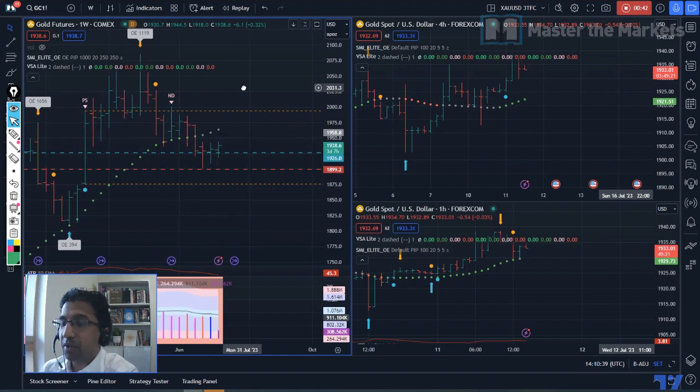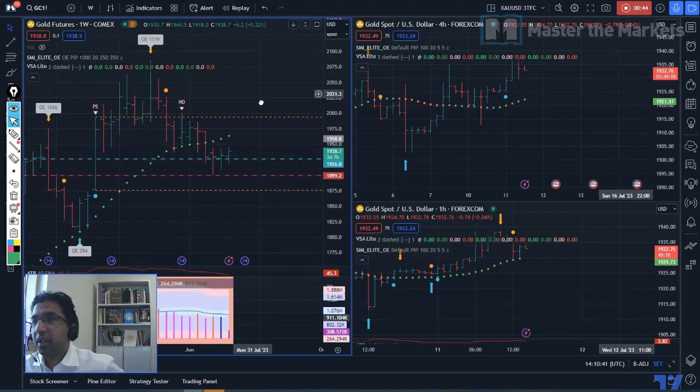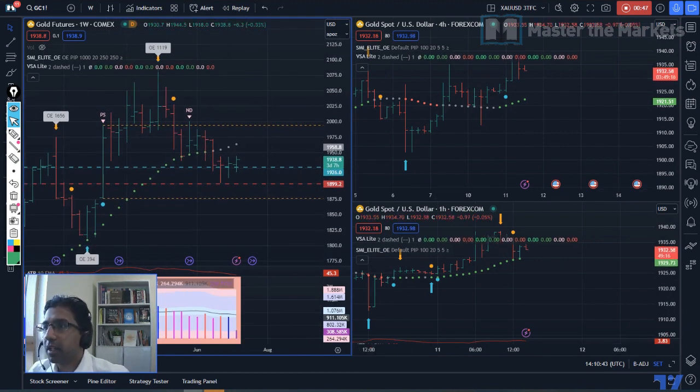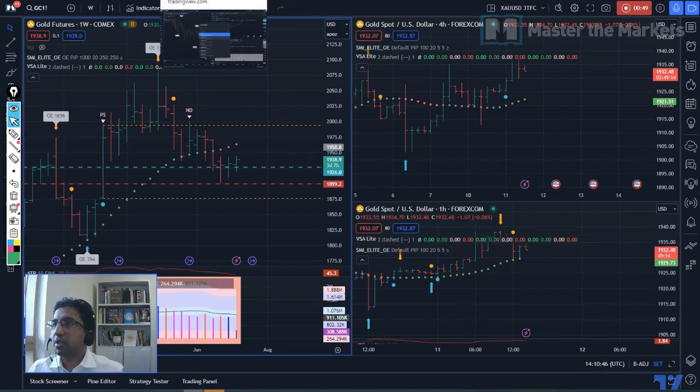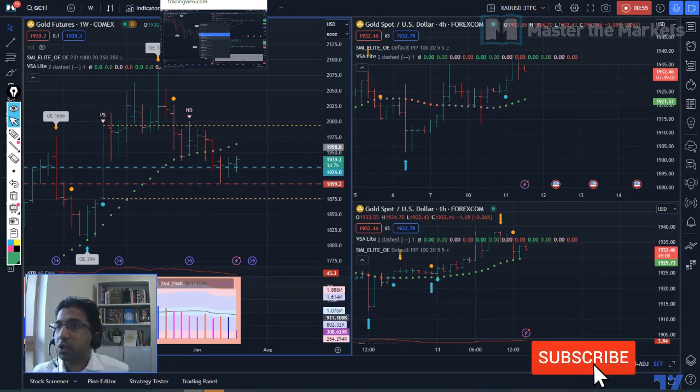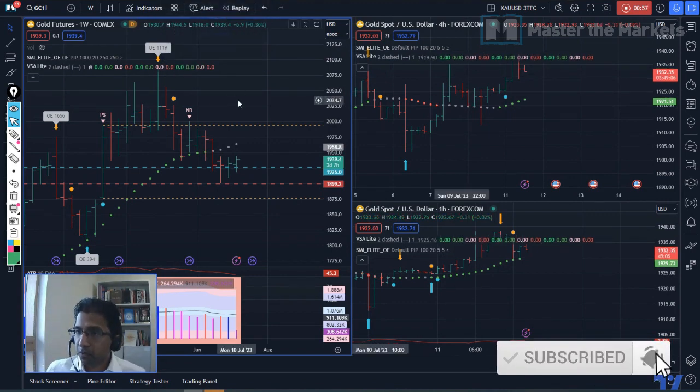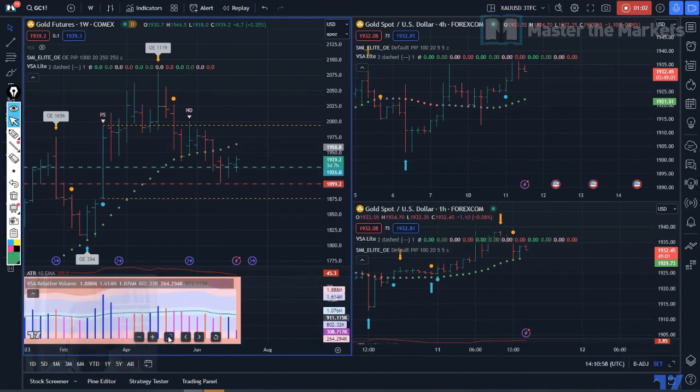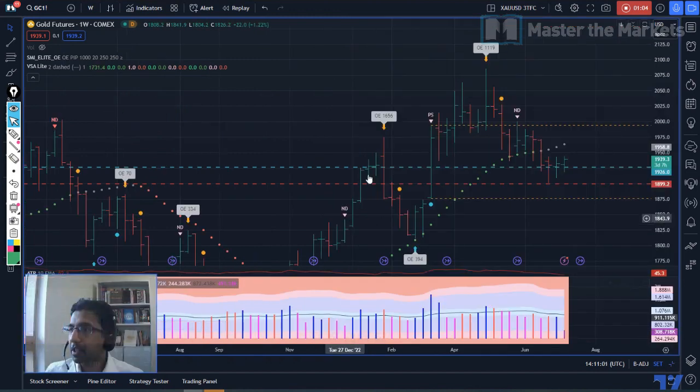So here we are, traders, in terms of the gold chart. I'm going to start off with gold and we're going to be taking a look at all the others: commodities, currencies and indexes as well. And if there are any other instruments that you want us to include, do let us know. Do message us privately on Master the Markets. Right. So let me carry on here. Let me just maximize that.